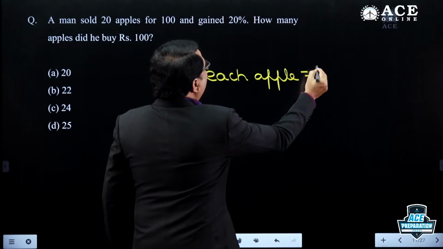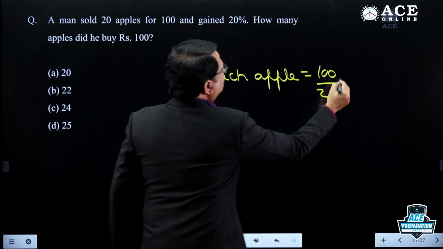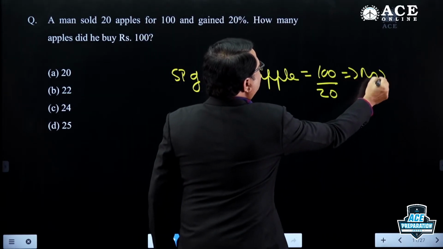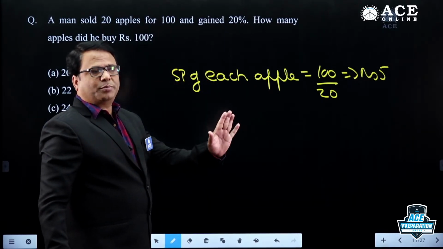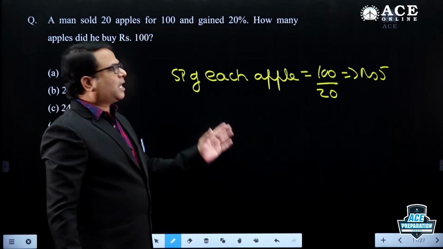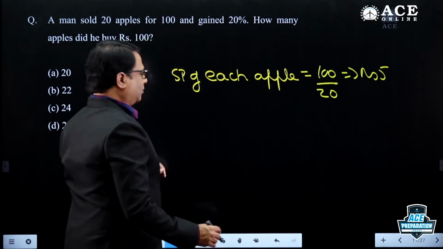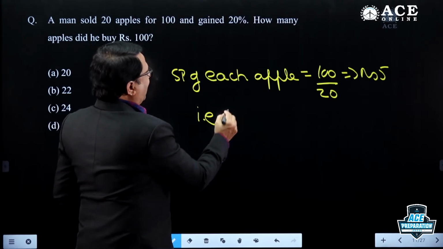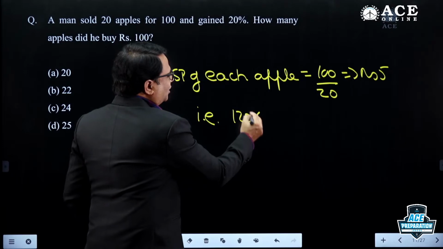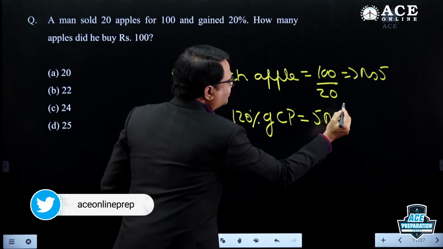Selling price of each apple is 100 divided by 20, rupees 5. Because it is clearly given 20 apples are sold for 100 rupees. So what is the selling price of each apple? 100 divided by 20, 5 rupees. Now, on the left hand side, I can write 120% of cost price equal to 5 rupees.